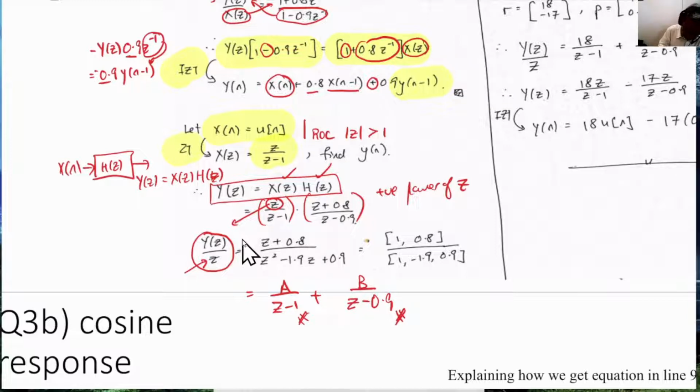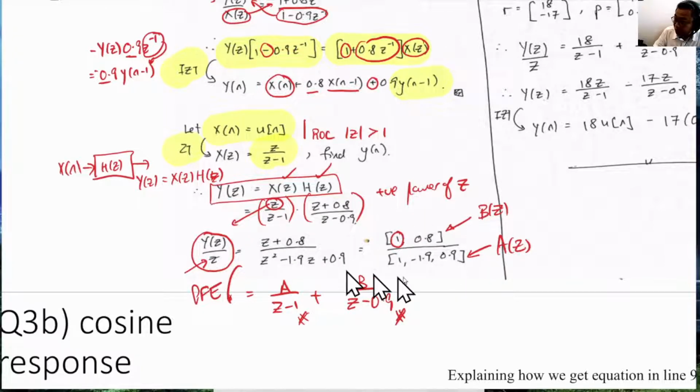This is basically performing partial fraction expansion, and what you see is that I first represent this as B(z) and A(z) with coefficients in positive powers. So this 1 here is the 1 in front of z, 0.8 is the coefficient of z to the power of 0. This 1 is for z squared, minus 1.9, and 0.9. Once we have it in this form, then we can use MATLAB.